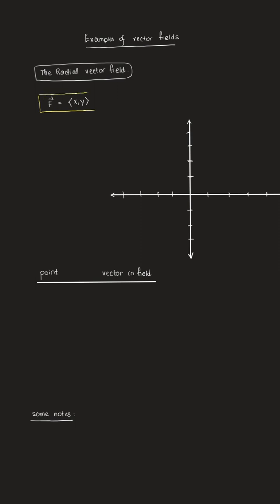So a reminder from our previous video, we're going to be inputting points. In this case, this is a vector field in R2. So we're going to put in points on the plane, and our outputs will be vectors, where the way that we're going to draw the vectors is the tail of each vector will be positioned at the point.